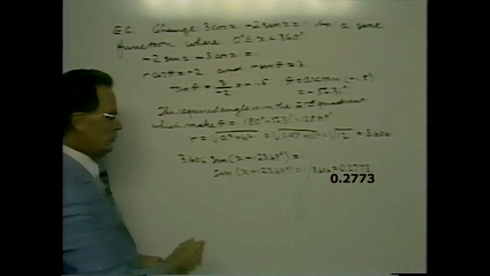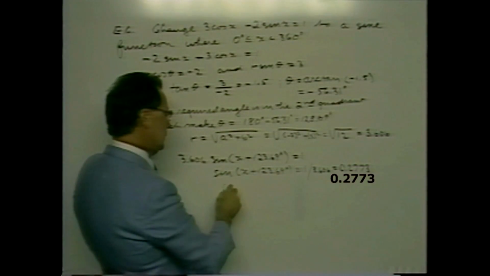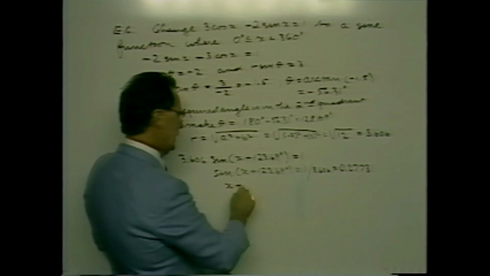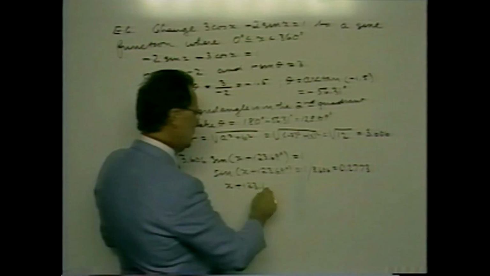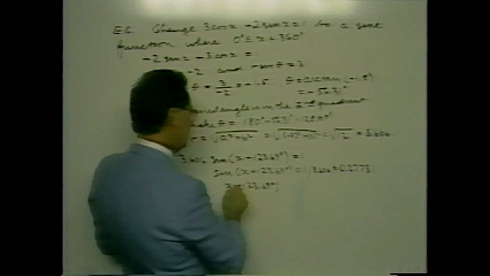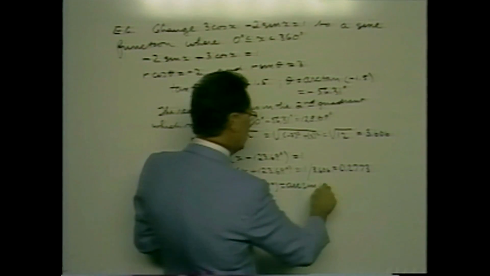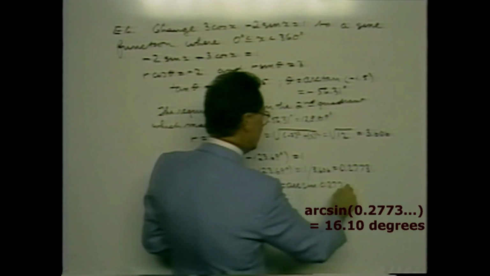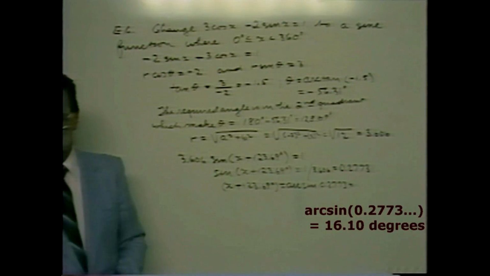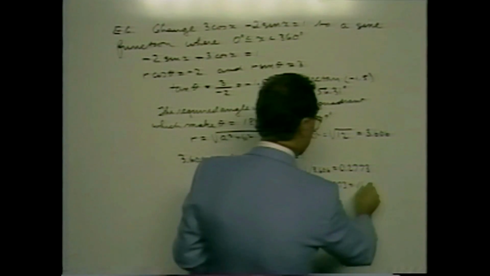Now, the way that we find what the angle for sine is equal to is to take the arc sine of the right-hand side, and x plus 123.69 degrees is equal to the arc sine of 0.2773, which you find if you use your calculator is equal to 16.10 degrees.